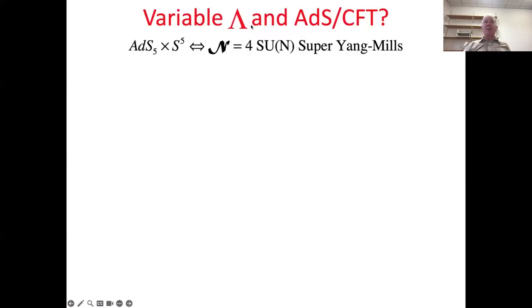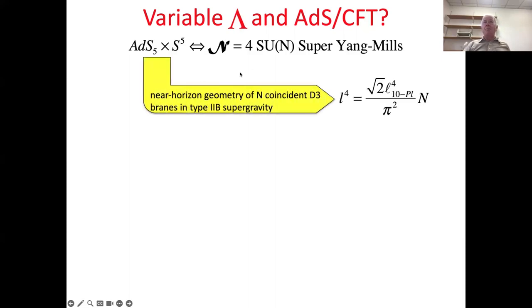So the question I want to address here is how we understand this idea of variable lambda in the context of ADS-CFT, because the latter has generally implicitly assumed in this specific example and others that lambda must be constant. It sets the asymptotic structure out. And in particular, if you write lambda in terms of this ADS length L that I showed before, there is a relationship between the ADS length of this 10-dimensional world here and the ADS length of this lower dimensional world over here, multiplied by the n in the SUN of Yang-Mills times this root 2 over pi squared factor.